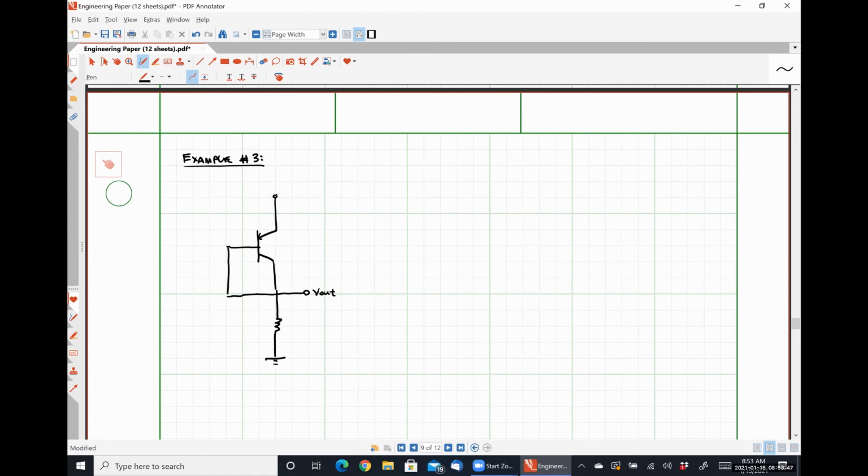Here's V out. Here's 2.5 volts. Emitter, base, collector, 2 kilo ohms. This guy right here is RC. Let's see, we're told that IS is equal to 3 times 10 to the negative 17 amps. Beta is equal to 100, and our early voltage is equal to infinity.